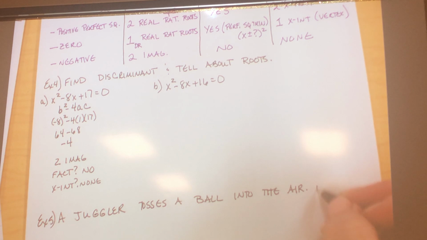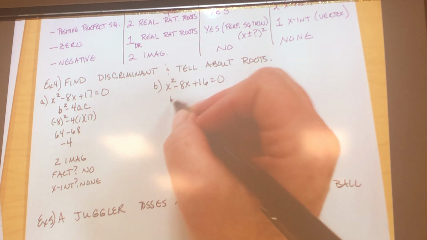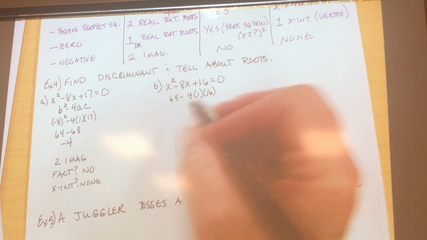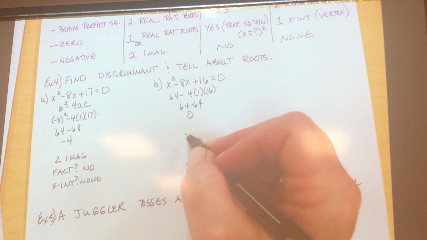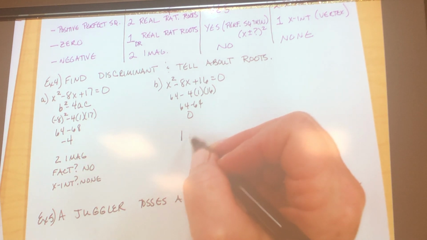You got it? Okay, so my discriminant was 64 minus 4 times 1 times 16. So 64 minus 64, so 0. How many answers? 1. Double root. Yep, it's a double root.